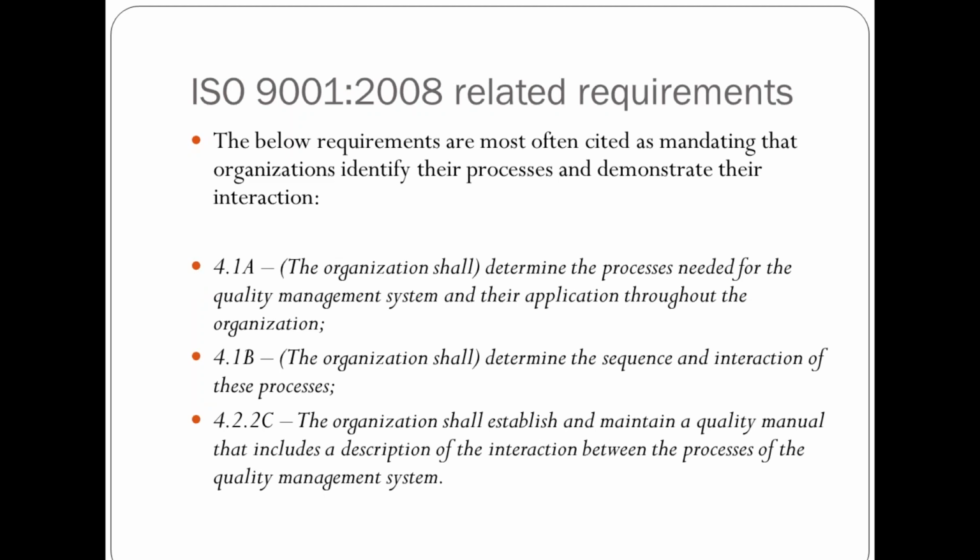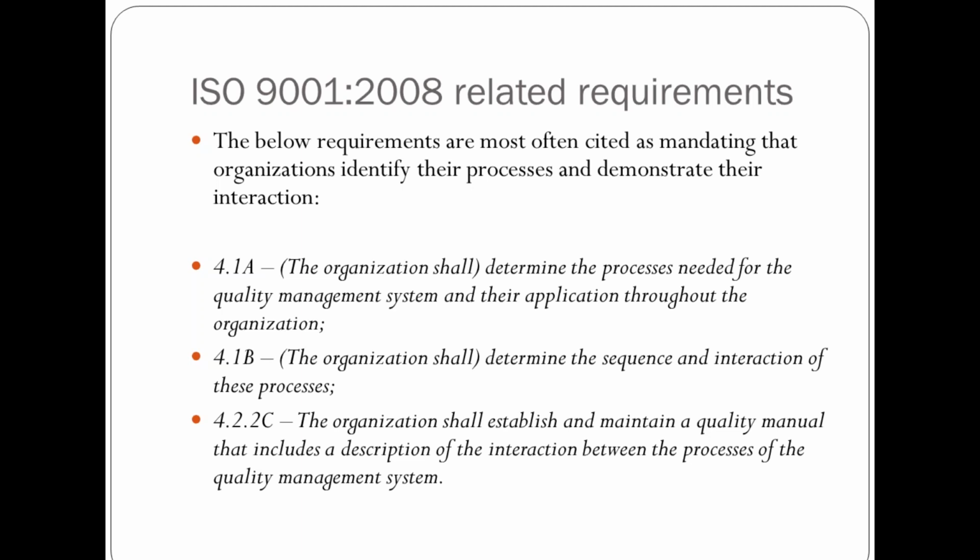Now, let's take a look at where this requirement exists in ISO 9001:2008. There are three clauses that are particularly pertinent in this regard. In 4.1a, it says that the organization shall determine the processes that are needed for the quality management system and their application throughout the organization. 4.1 goes on to say that the organization shall determine the sequence and interaction of these processes. Now, those two clauses alone are kind of the foundation for this requirement, the basis for this requirement.